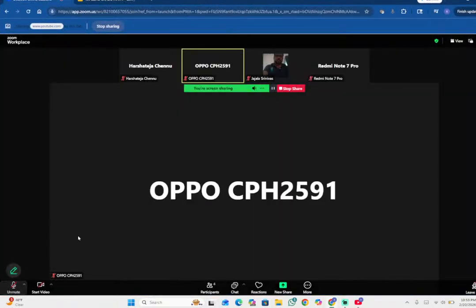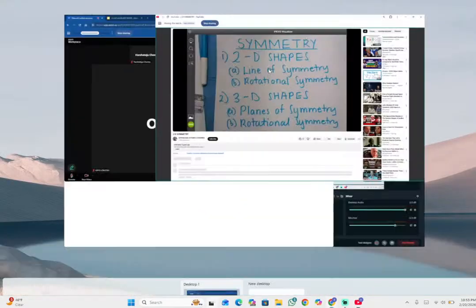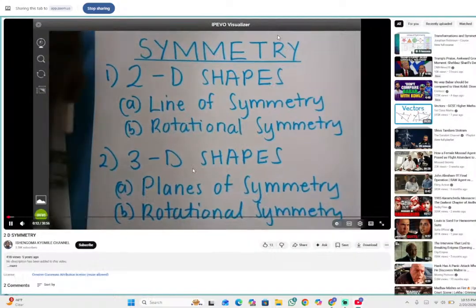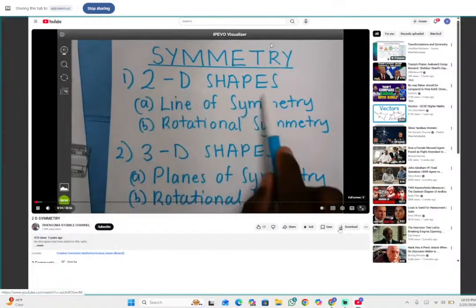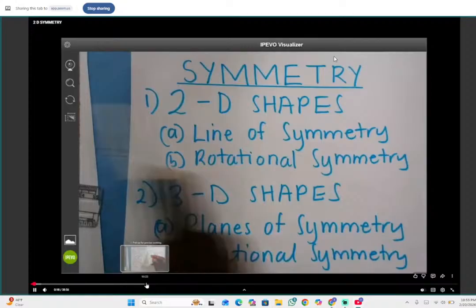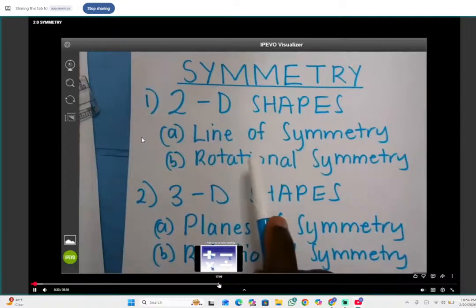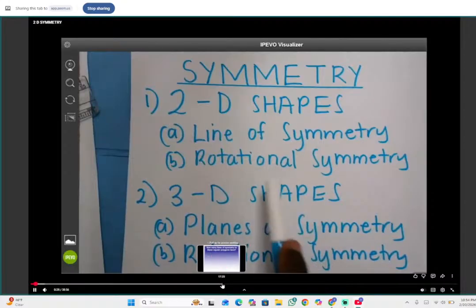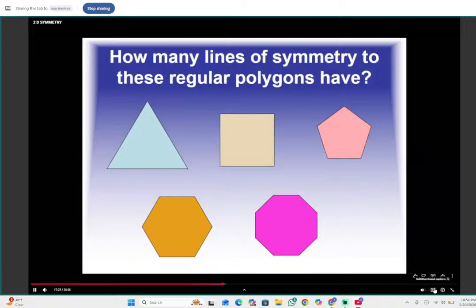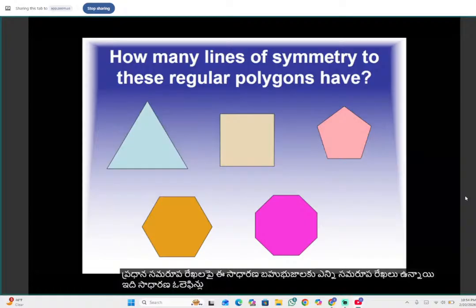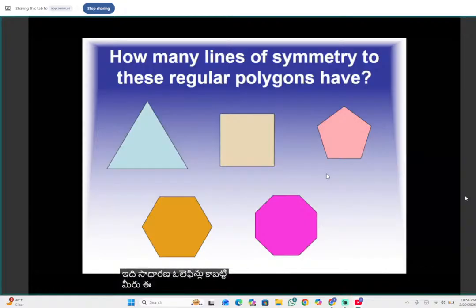Today we are going to look at symmetry, and under symmetry we are going to see two different shapes. First, we are going to look at the two-dimension shapes, and inside two-dimension shapes we shall look at a line of symmetry, then polygons. How many lines of symmetry do these regular polygons have? So when you look at these regular polygons, there you go.